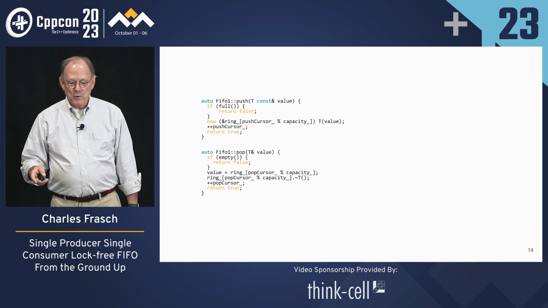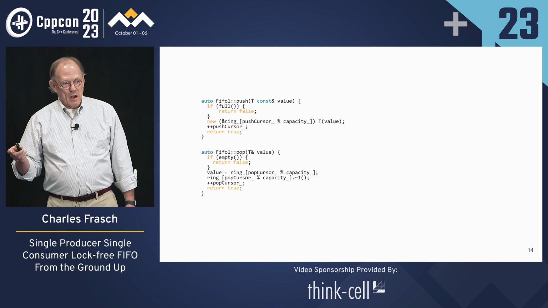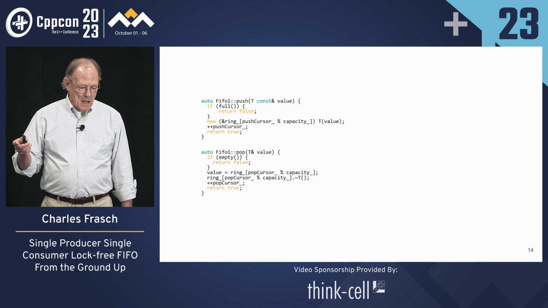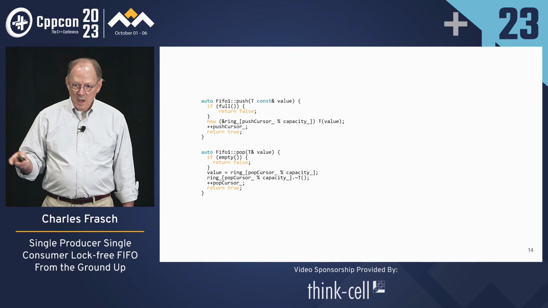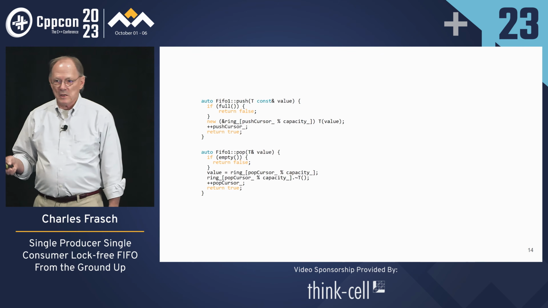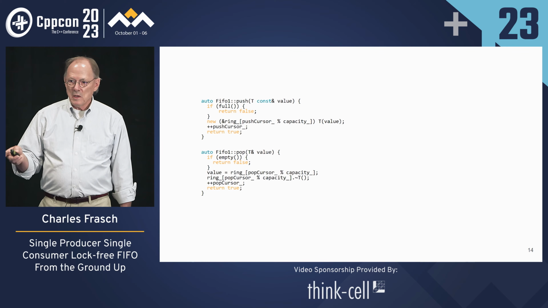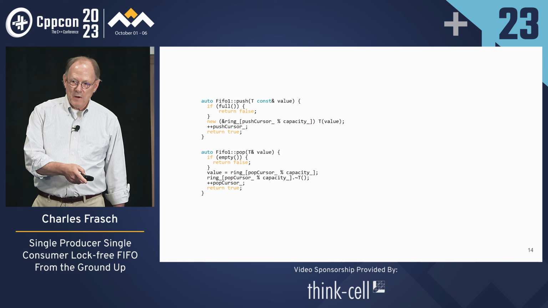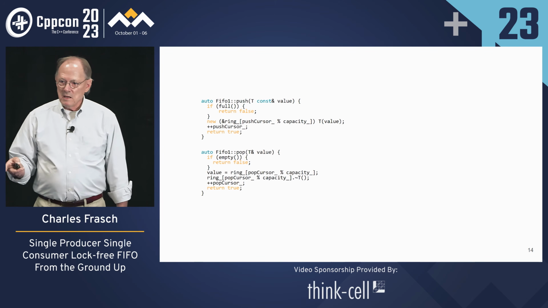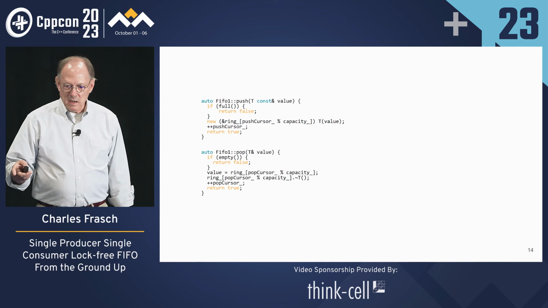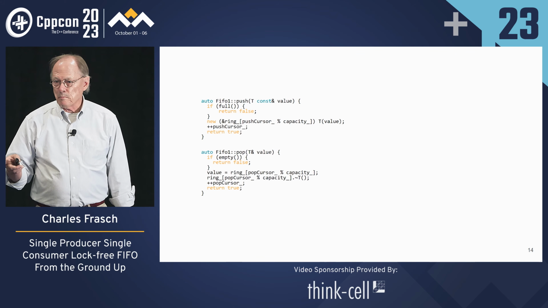And the pop operations are very similar. Of course, this time we pass in the value by reference and check if the FIFO is empty. If it is, there's nothing to do, and we return false. Otherwise, we copy construct the value in the ring at the pop cursor into the variable that was passed in, destroy the instance that was at the pop cursor, and increment the pop cursor.